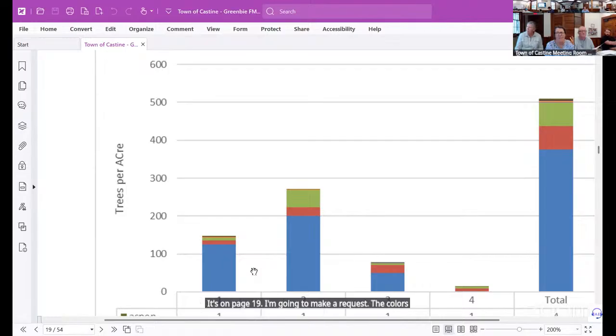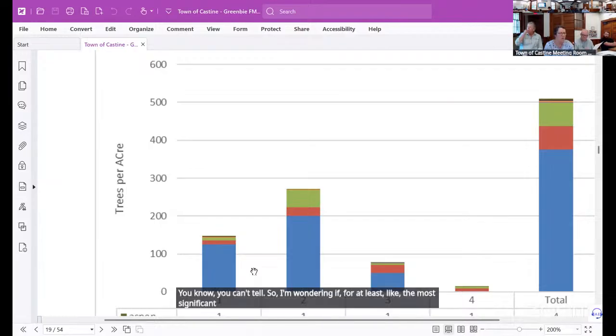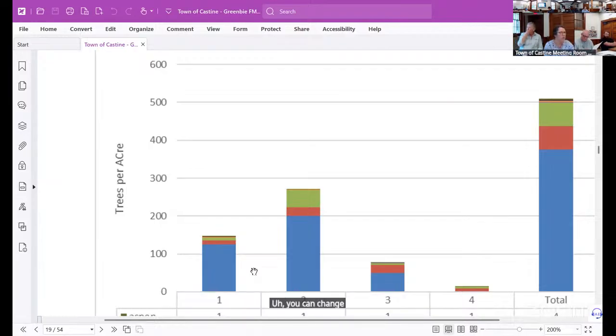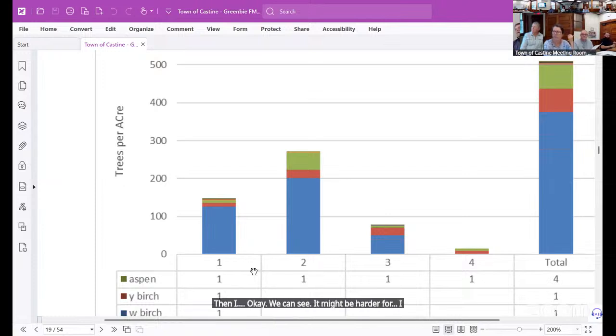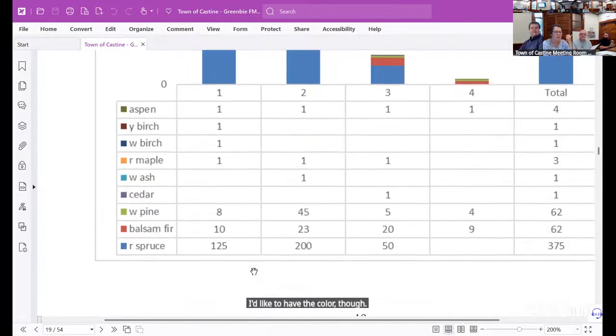I'm going to make a request. The colors are so nice. On the other hand, if we're printing black and white copies, you can't tell. So I'm wondering if, for at least the most significant ones, you can change it to a black and white graphic, like cross hatches or horizontal lines or vertical lines. I think there are options in the graph to make it so that if we print it in black and white, we can see. I think I'd still like to have the color though, because I like to have the PDFs in color.